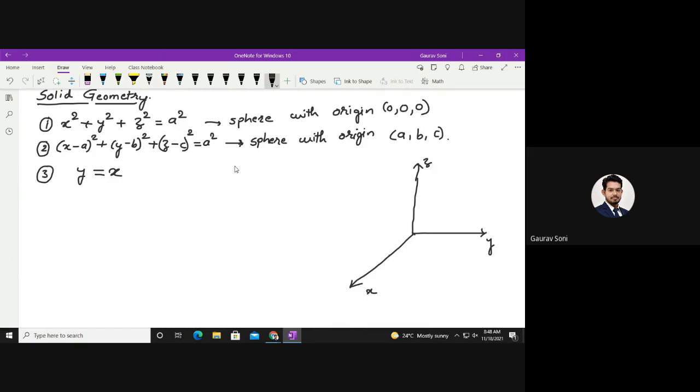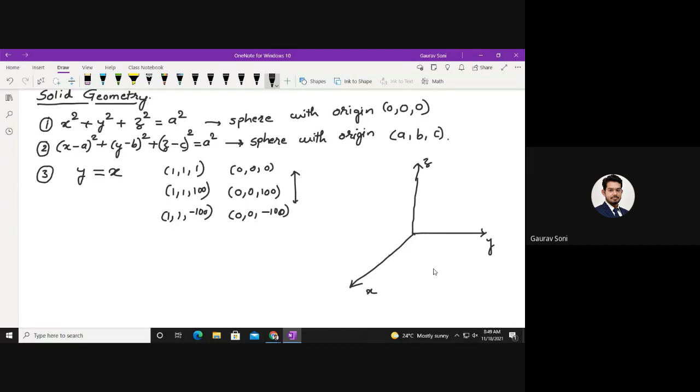So tell me, will 0, 0, 0 satisfy this condition? Yes. If you look at 0, 0, 100, is it satisfying the condition? Yes. If you go from 0, 0 up to minus 100, this also satisfies this equation? The answer is yes. So no matter what the z coordinate is, it will still satisfy the equation. Similarly, 1, 1, 1 satisfies the equation y equal to x. Yes. 1, 1, 100 satisfies the equation. Yes. 1, 1, minus 100 satisfies the equation.